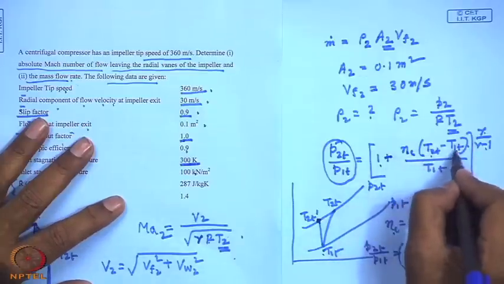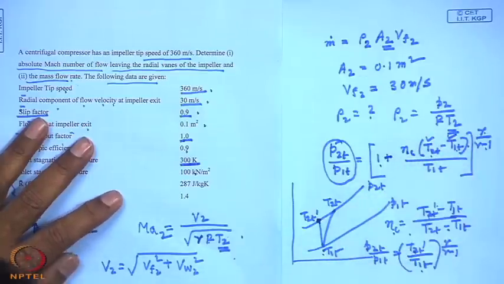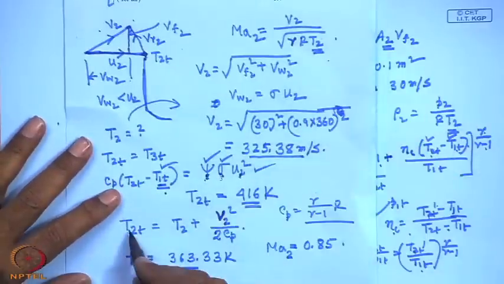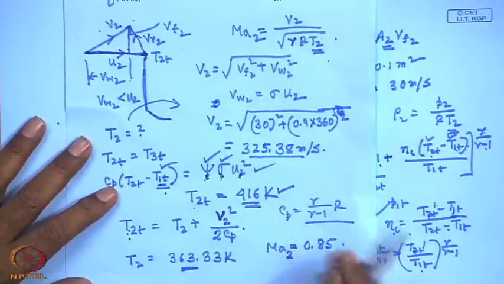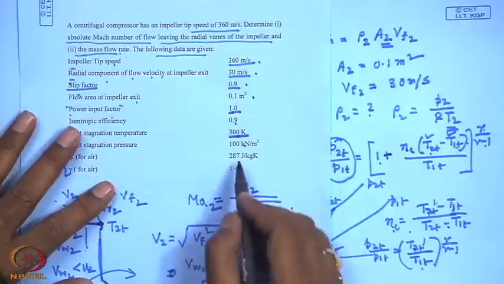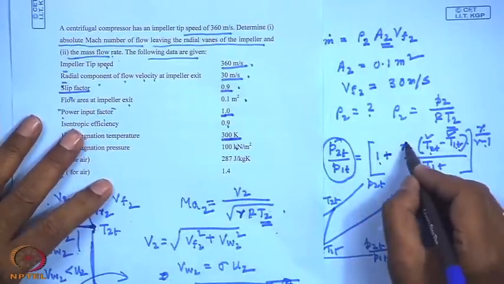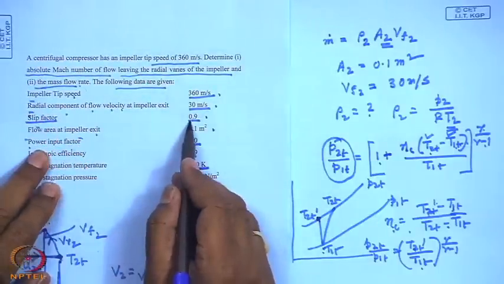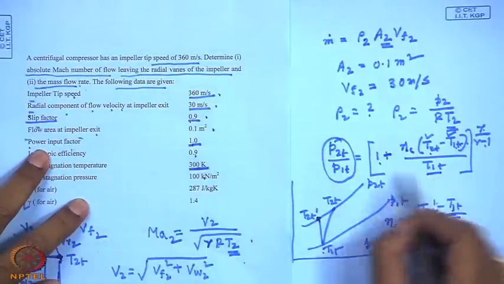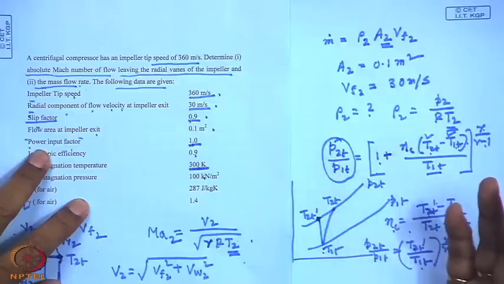Now T2T minus T1T, you already know T2T. T2T is found out, T2T is 416 K. You know T1T, T1T is 300 K given. Eta C is given in the problem. Eta C is 0.9. So therefore T1T is known, everything is known, you find out the P2T.